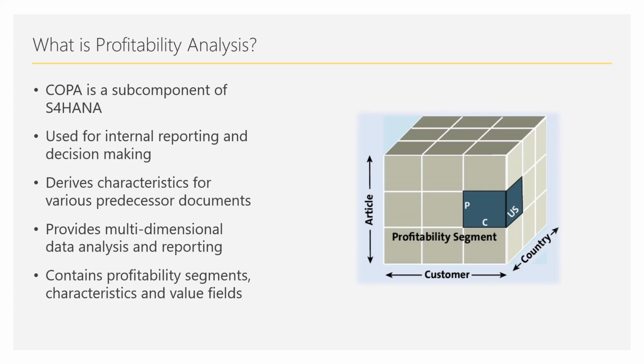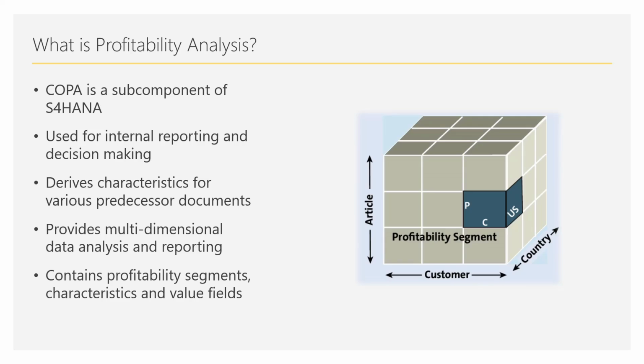So profitability analysis collects data from all other modules. It will gather information from FI, MM, SD, everywhere. And whenever a document is posted into finance, something called as profitability segment captures various details in the form of characteristics and value fields. And this data is moved to the COPA module where we can have a multi-dimensional reporting.